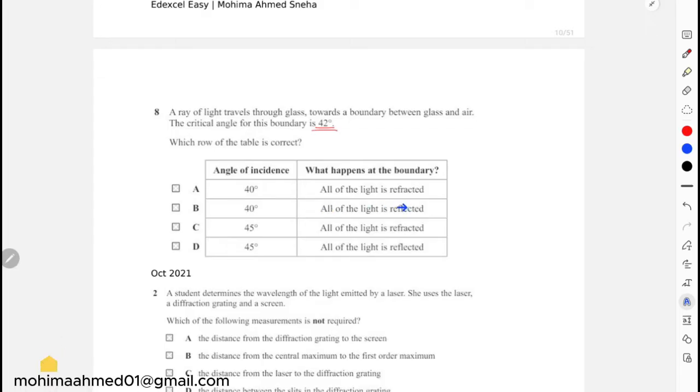All of the light is reflected indicates TIR is happening, and this is not the case. It can only occur if your angle of incidence is greater than the critical angle, sorry, 42 degree critical angle. That means at 45 degree, all of the light is reflected. Option D is your correct answer.